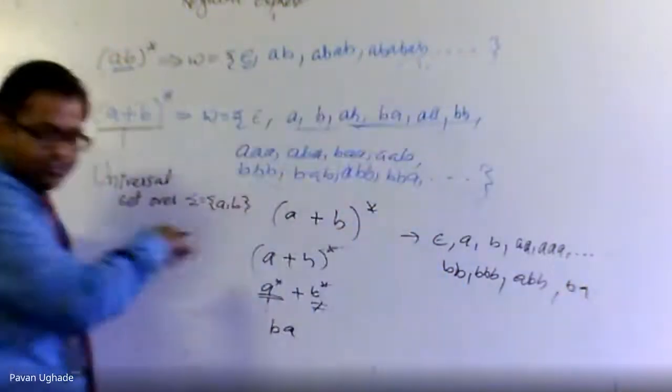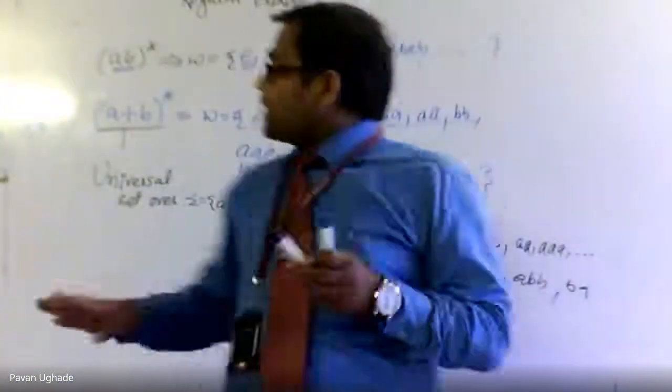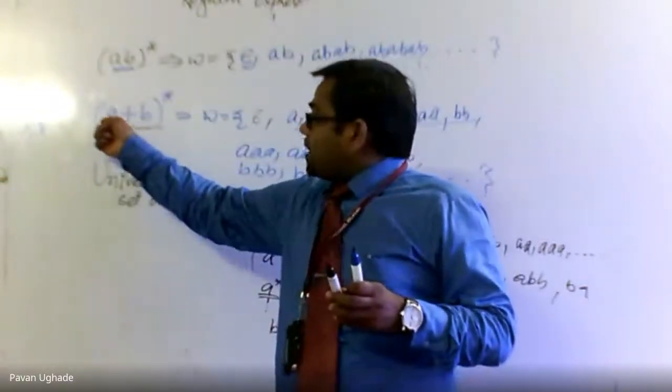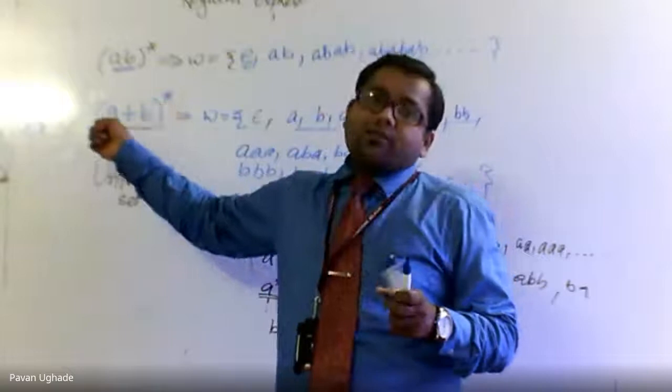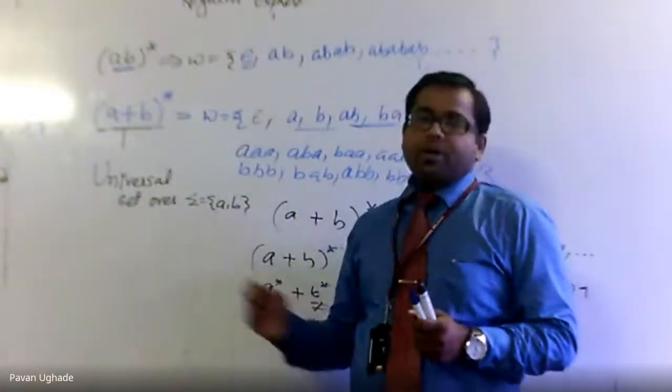In this fashion, it can generate all the possible strings which can be made using the alphabets A and B. That's why we are calling it a universal set over alphabet A and B.